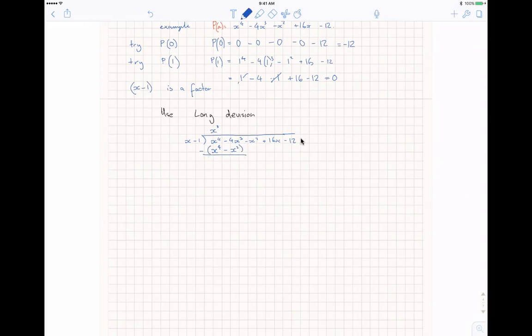Then we subtract. So x to the power of 4 minus x to the power of 4 is 0, so that disappears. Minus 4x cubed minus a minus x cubed is the same as plus x cubed. So minus 4x cubed plus x cubed is minus 3x cubed. Then we bring down the other terms in the equation, because essentially what we're doing is if these are zeros after that, we're subtracting 0, so they just come straight down.